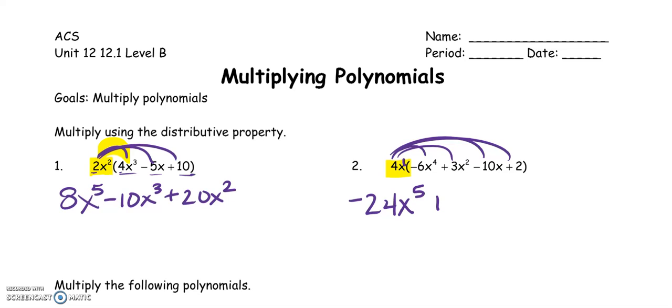Okay, and then we're going to do 4 times 3, which is a positive 12. X to the 1st, x to the 2nd, that means you have 3 x's. The next one, 4 times negative 10, is negative 40. And then you have x to the 1st, which means you have 2 x's. And last but not least, 4 times 2 gives you 8. And we're just going to bring over the x that's on the outside.